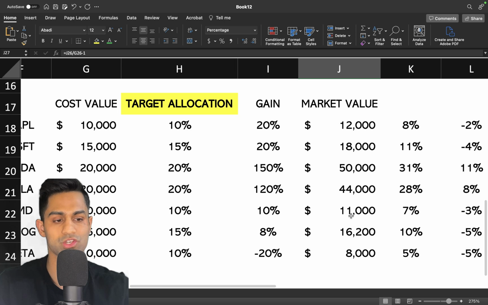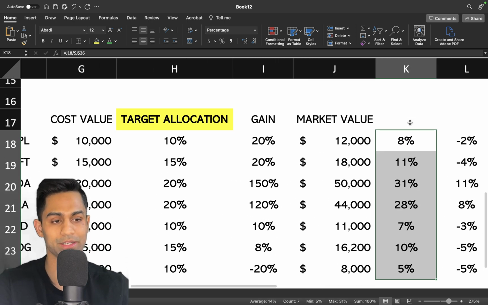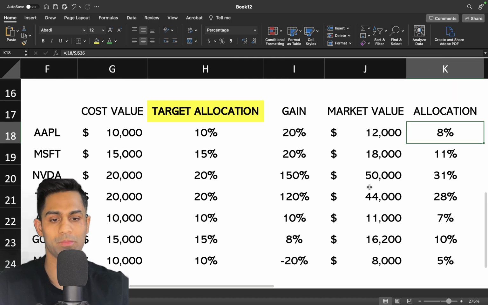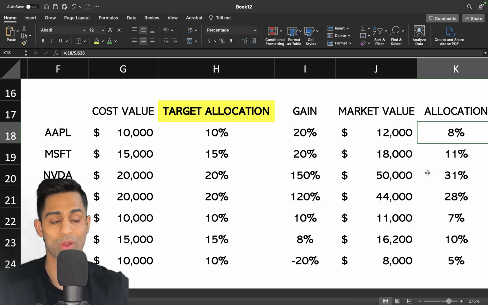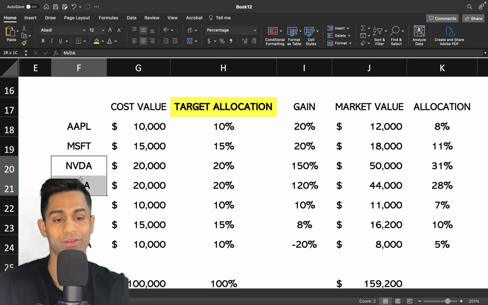And this right here is going to be the actual allocations, right? So this is where the allocation ends up being. So I'm just going to write that down. Allocation. So from about 10%, Apple went down to 8%. From 15%, Microsoft went down to 11%. And look what happened to Nvidia and Tesla.